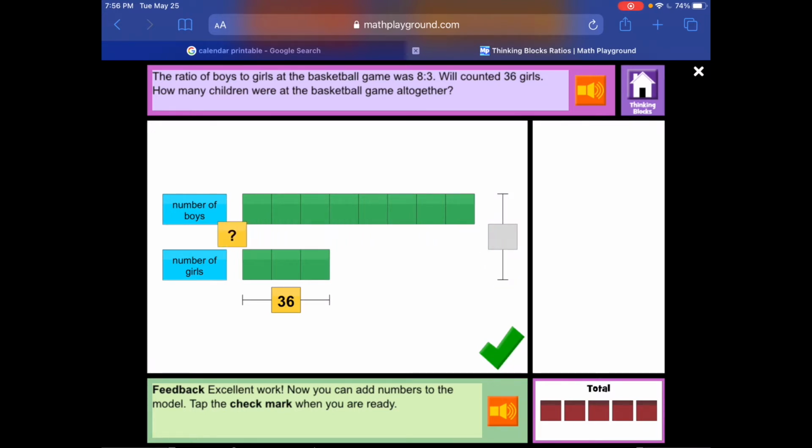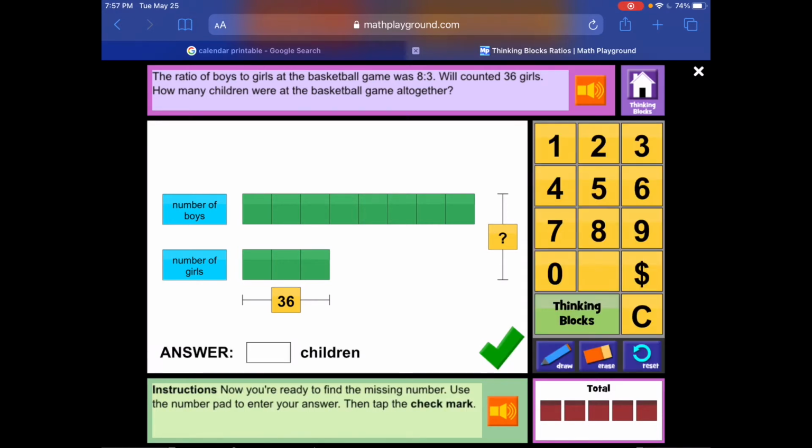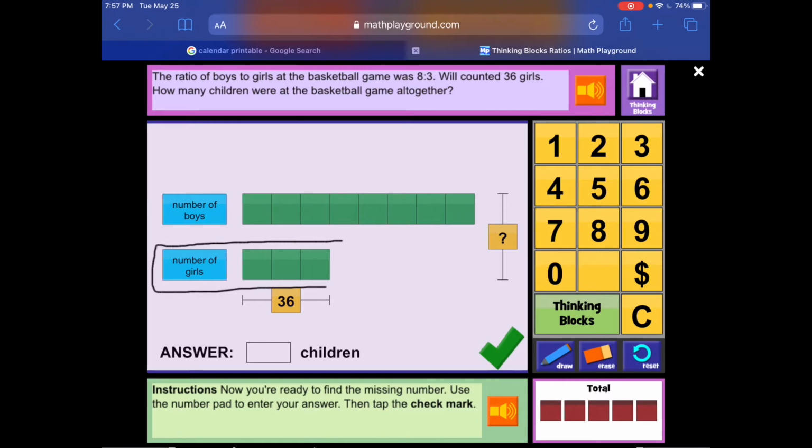Dragging over to the side, let's look up. On the top was boys, on the bottom was girls. So my question mark is going to be together, boys and girls. Let's go to the question up on the top. How many children are at the basketball game all together? Yeah, that's the boys plus the girls. All right. So to figure this out, I need to figure out what number goes inside each of these green blocks down here on the bottom to make 36 total girls.